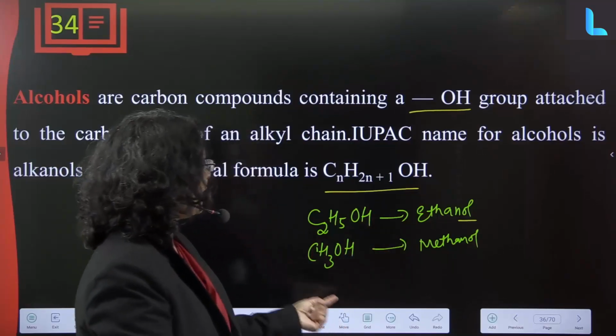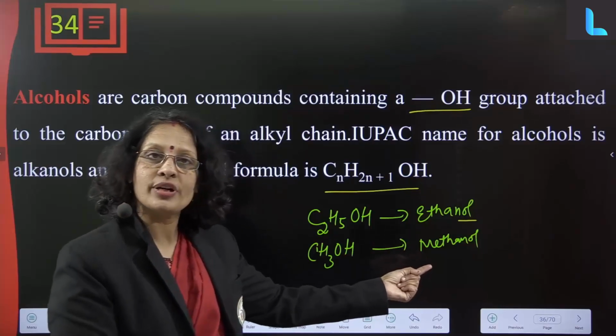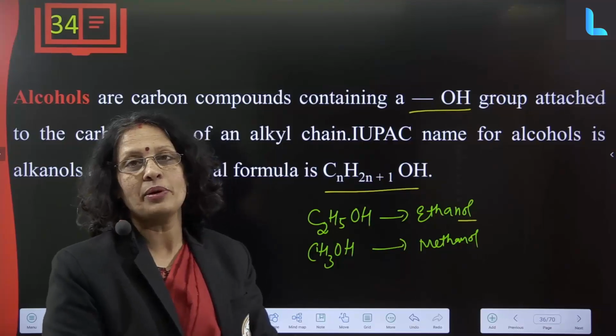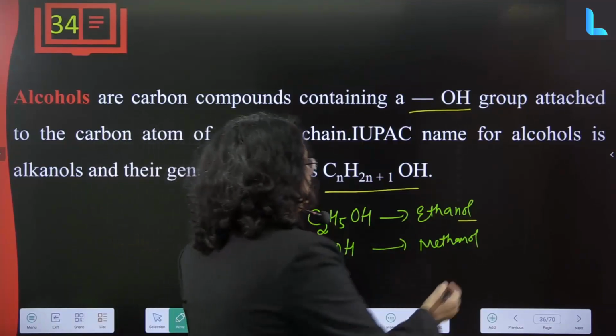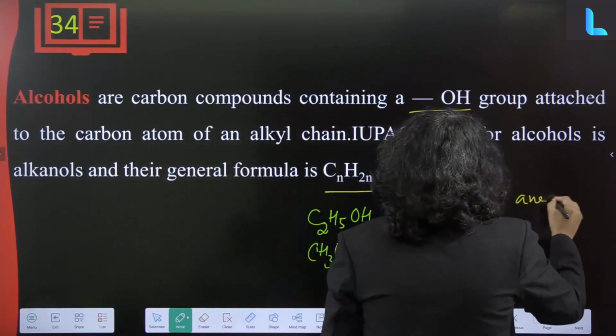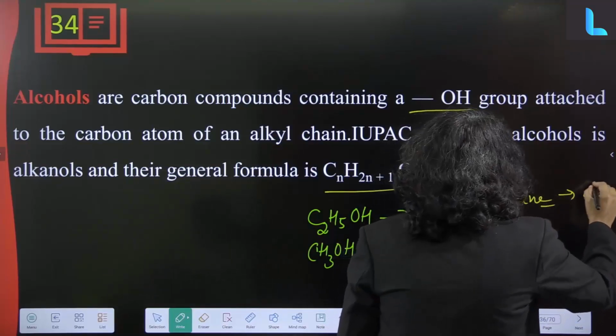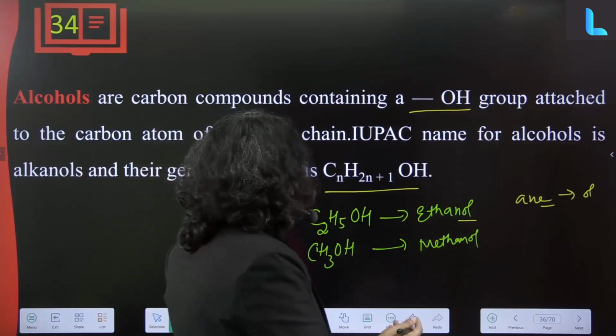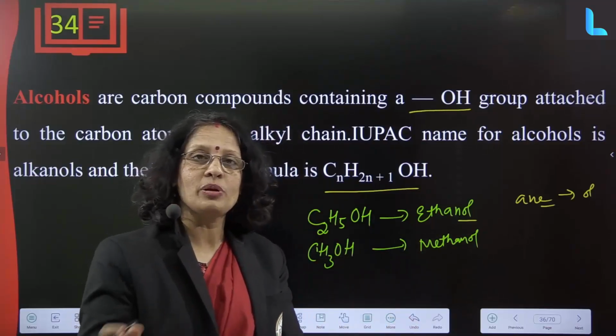Here there is only 1 carbon, so we use the root word meth, and the ending will be ane. The e will be replaced by ol. That is why we say ethanol. So ethane can become ethanol, where the e is replaced by ol.